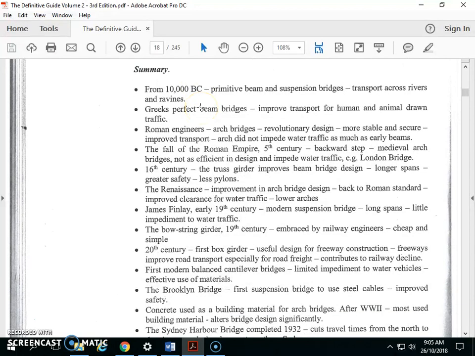We've just done a very quick look through some PowerPoint slides, which will also be attached to this video as a separate video. But what we start with is about 10,000 years ago, we start seeing the first primitive beam and suspension bridges. So these are beams where we have a log that has fallen down to cross a river, or we see suspension bridges made out of vines or primitive rope. Okay, so the Greeks start building beam bridges that can take chariots and other horse-drawn carts, that sort of stuff.